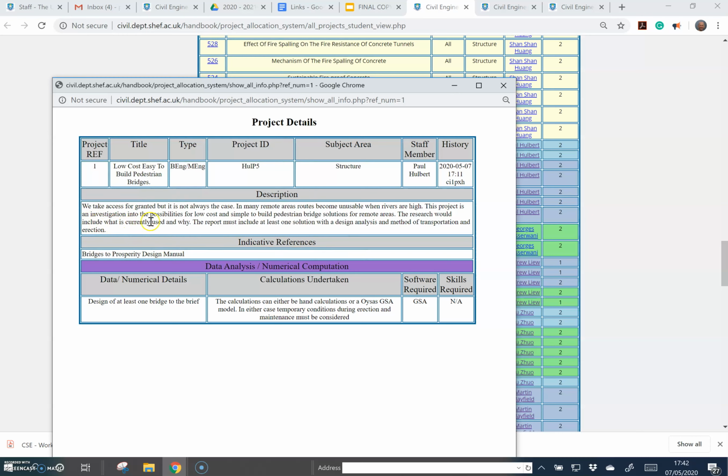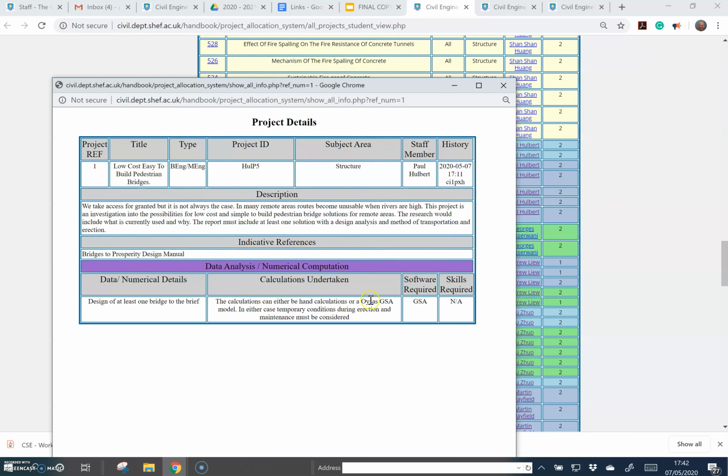The research would include what is currently used and why, and then look at one solution, at least one solution, with the full design and method of transportation and erection. So it's as much about putting the whole thing into practice as it is about the design. For some inspiration, for references, if you look at the Bridges to Prosperity, that's a charity who actually do go and build bridges in remote areas. You could have a look at what they do, and this is a slightly different brief to what they do.